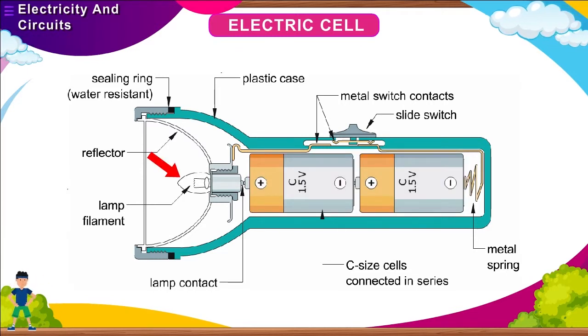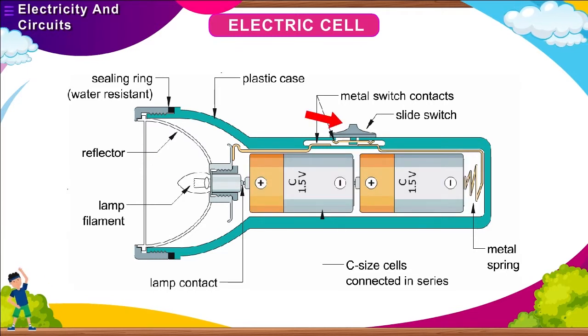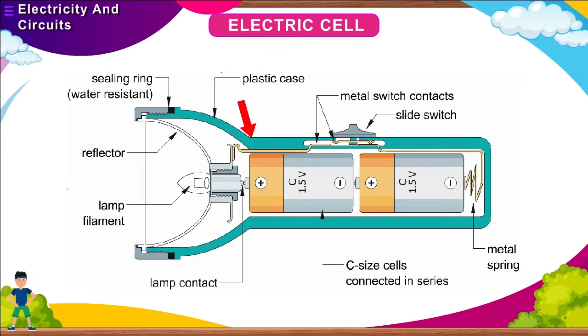A torch has a bulb, electric cells, a switch, and the outer body. When switched on, a metal strip moves beneath the switch connecting the cells to the bulb, and the bulb glows, giving heat and light.